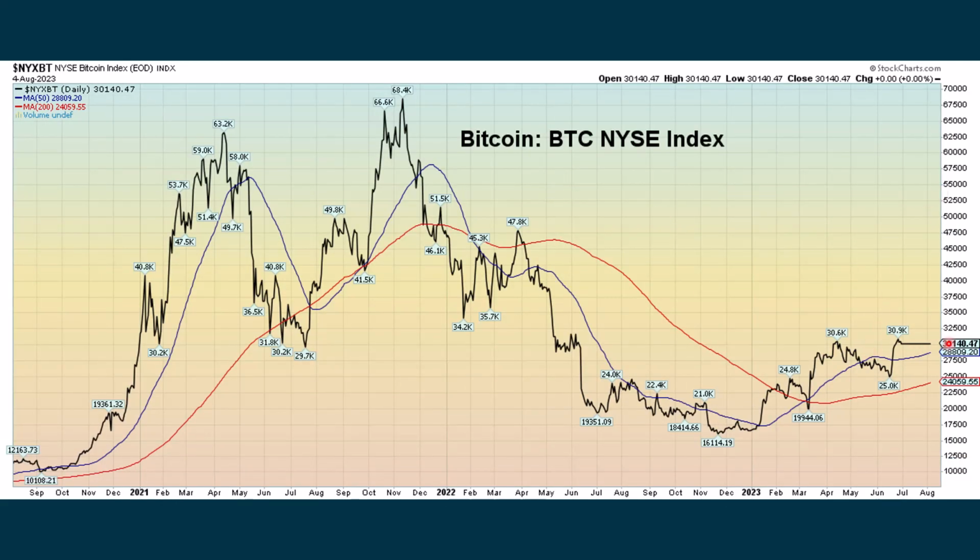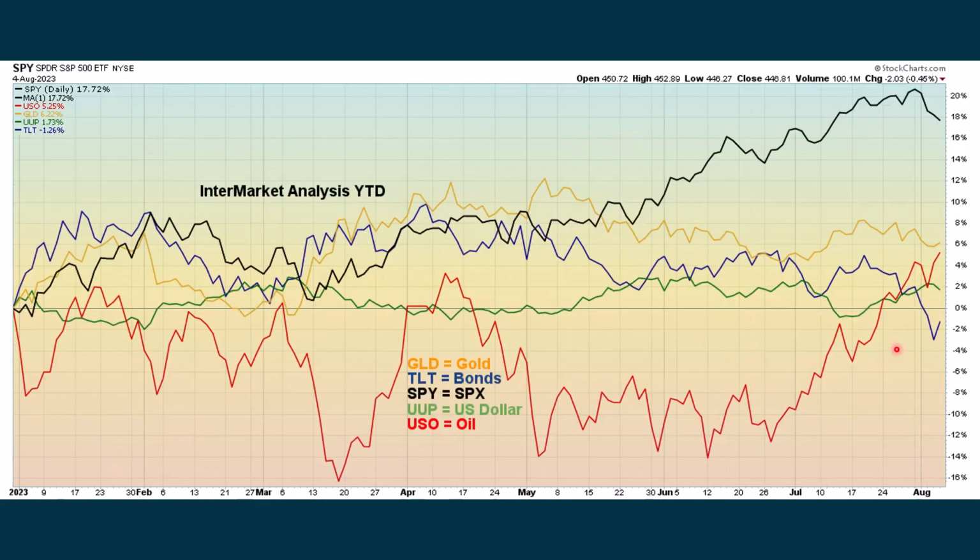Bitcoin, which seems to have topped out and gone flat, has seen some recent weakness and is dropping below the 30,000 level. We look at an intermarket analysis chart going back to the beginning of the year. Even though we've seen some recent weakness, stocks continue to perform the best, followed by gold. Now oil has turned positive, the dollar is positive, bonds have turned negative but showing some improvement.